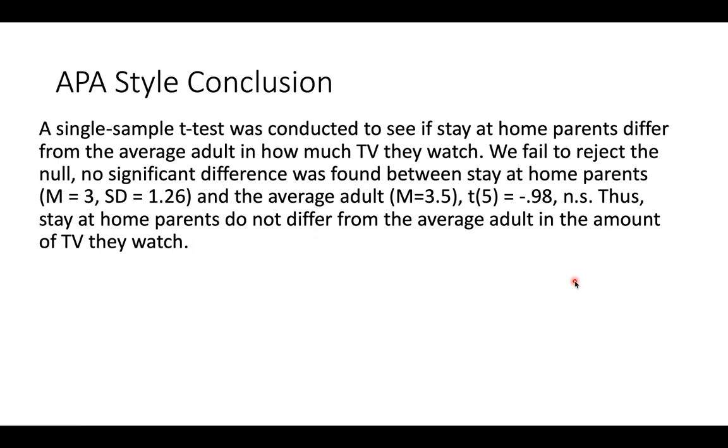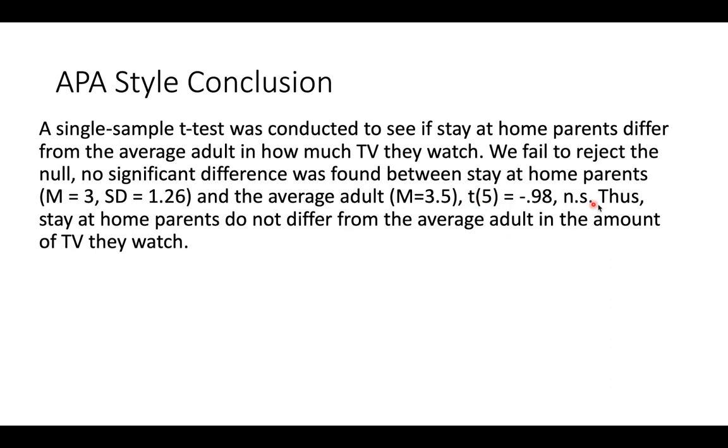Then we provided our 2 groups, our experimental sample and the people that we were comparing them to, with the descriptive statistics for each. We calculated our mean and the standard deviation from our raw data with our stay-at-home parents. And then our average adult, the population, was given to us.